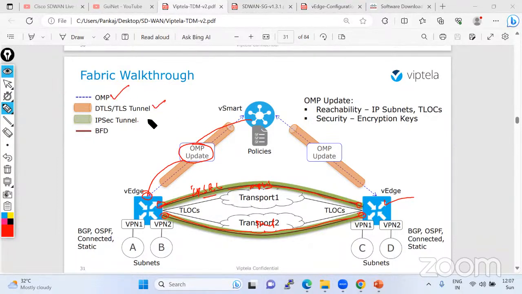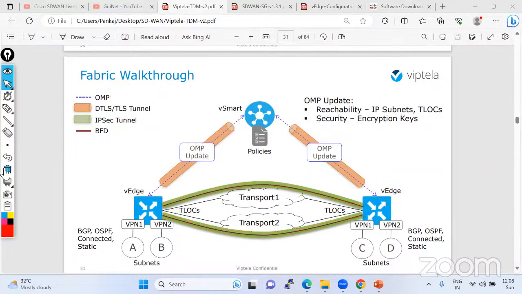Sir, a vEdge has no need to go via the vSmart to reach another vEdge? No, there's no connection. There are no routing decisions there. Your actual data traffic goes directly from site to site. No traffic goes via the vSmart. Okay, means with the IPsec tunnel. Yes, IPsec. Your data traffic always goes branch to branch. It is never going to use these tunnels. This is for the routing information only.